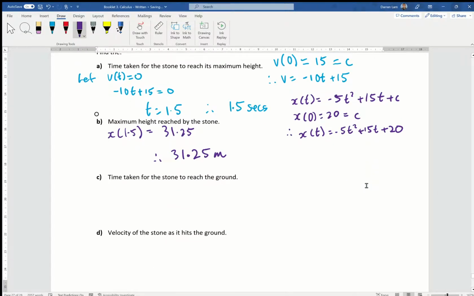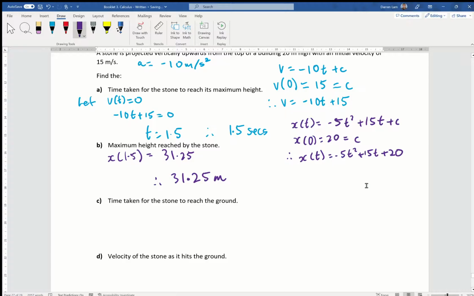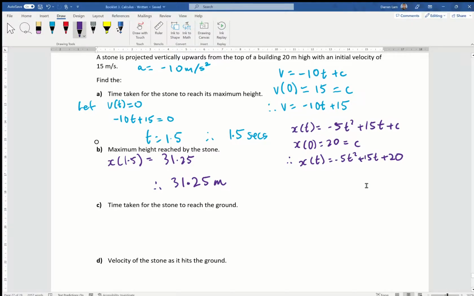Now, the time taken for the stone to reach the ground, this one is worded a little bit interestingly. From my perspective, there is only one word that changes the response entirely. Remember, the stone is projected vertically upwards from the top of the building, 20 meters high. In my mind, because it's saying time taken for the stone to reach the ground, what is the t value that my function hits the x-axis? So what is my x-axis intercept? However, that is not correct.